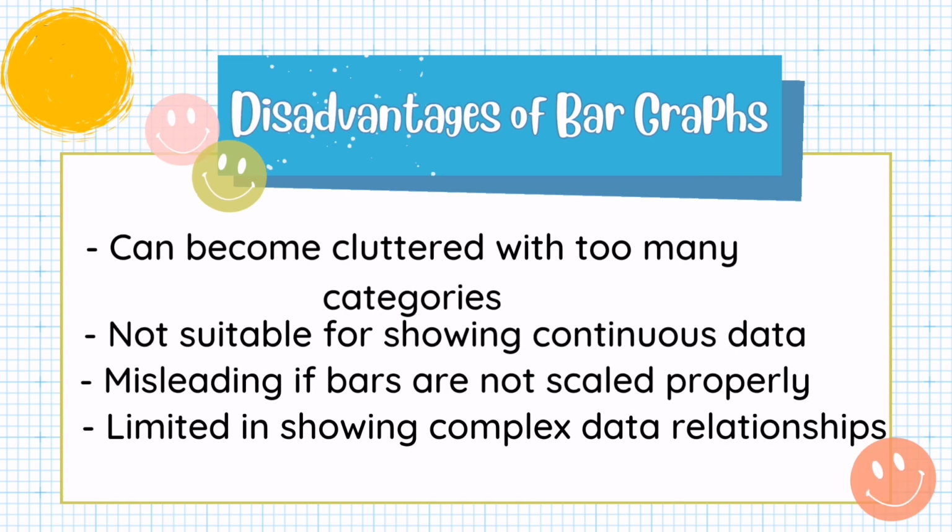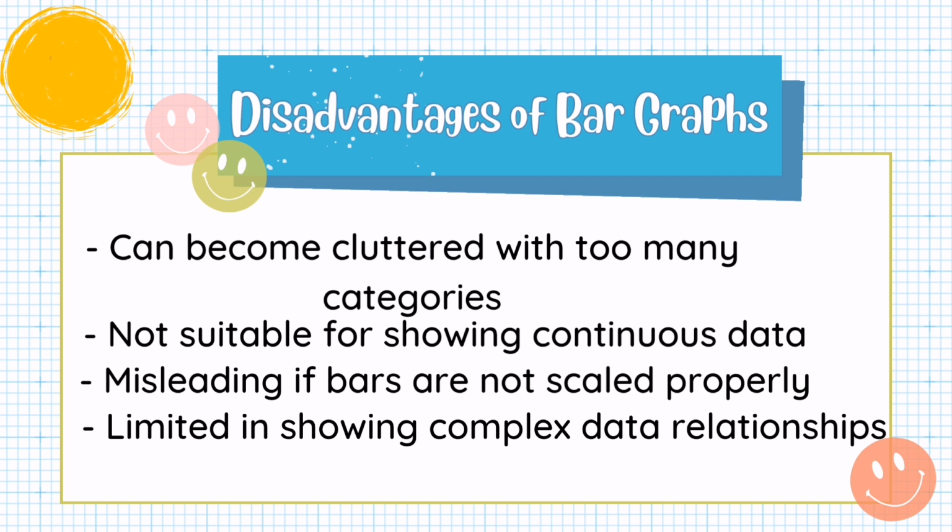Now we're heading to the disadvantages of bar graphs. Even though we know that bar graphs are helpful, they also have disadvantages. It can become cluttered with too many categories. If you add too many bars, the graph becomes cluttered and hard to read. Imagine a bar graph with 50 different bars. It's very confusing, right? It's also not suitable for showing continuous data, like temperature every second, because that's better shown with a line graph.